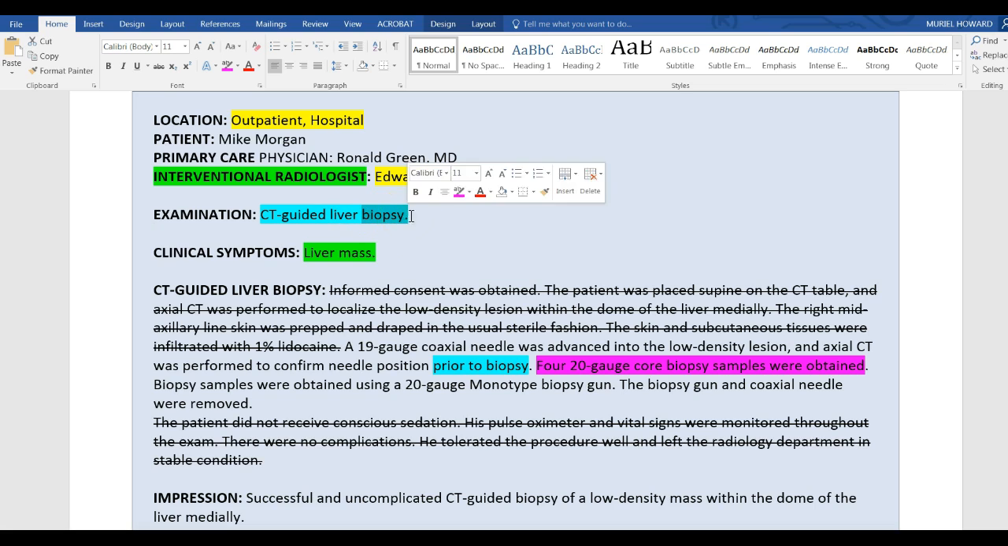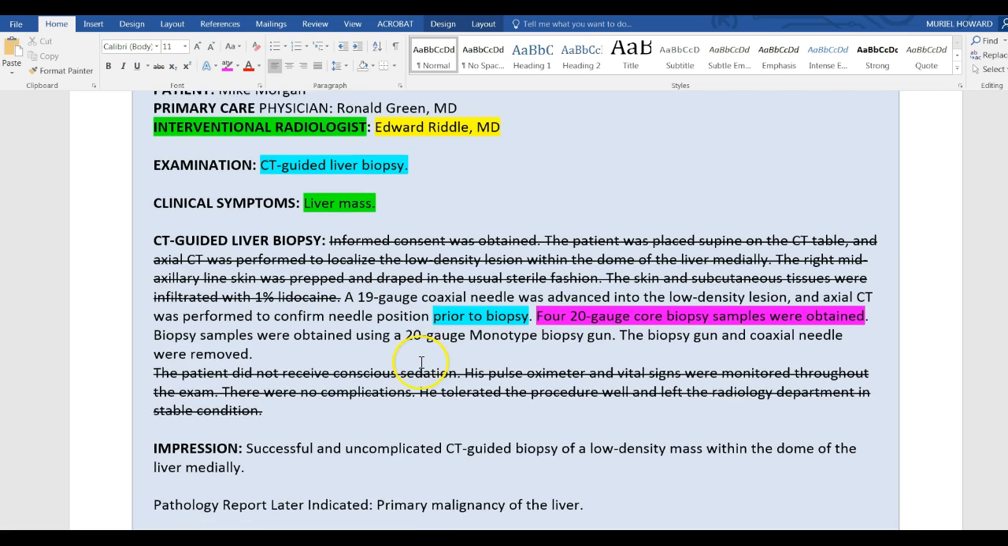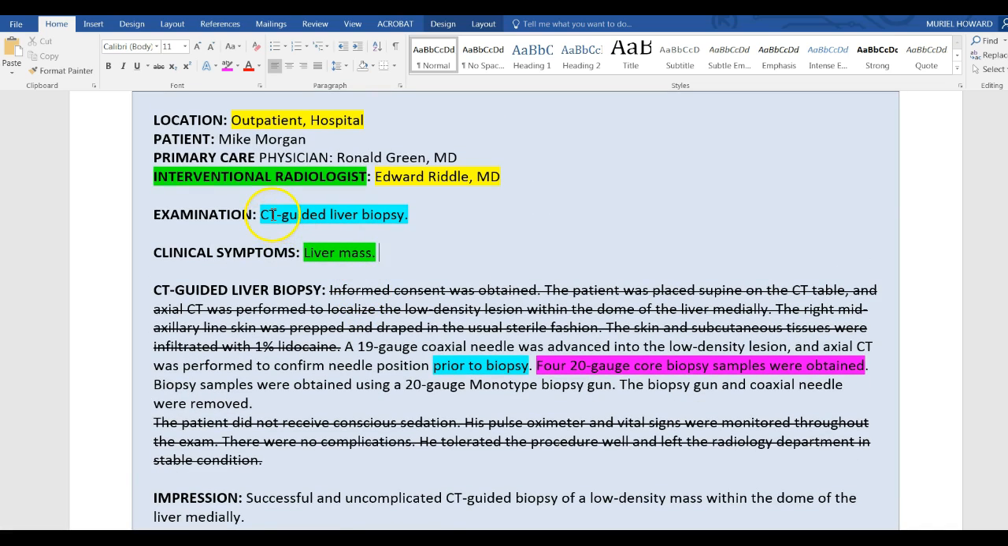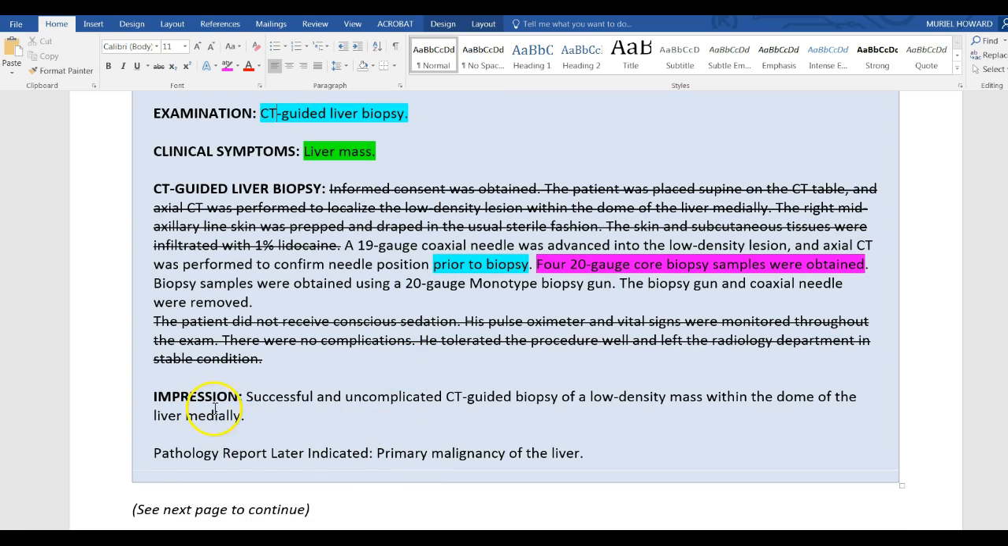And this will more than likely be our main term when we are searching in the CPT index, or CT scan. Either one. I would prefer going to biopsy first and then reviewing what code range or codes I'm referred to in my reference code. But you can also go to CT scan or computed tomography. That's what this is. Okay, so the impression is a successful and uncomplicated CT guided biopsy.